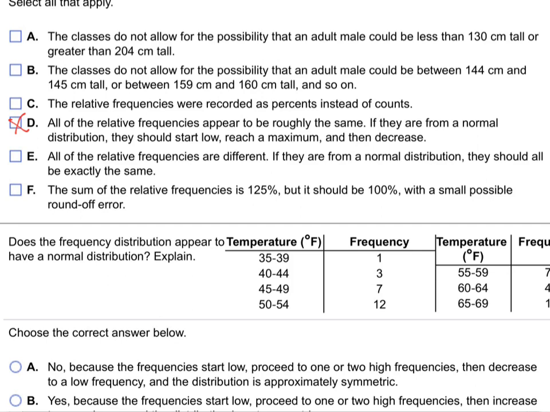The sum of the relative frequencies is 125. Oh, is it? Yes. Oh, I didn't even look for that. It asks for 2 things. Oh, yeah, it asked for more than one right answer here, huh? Yeah, good. Okay, so let's go back.